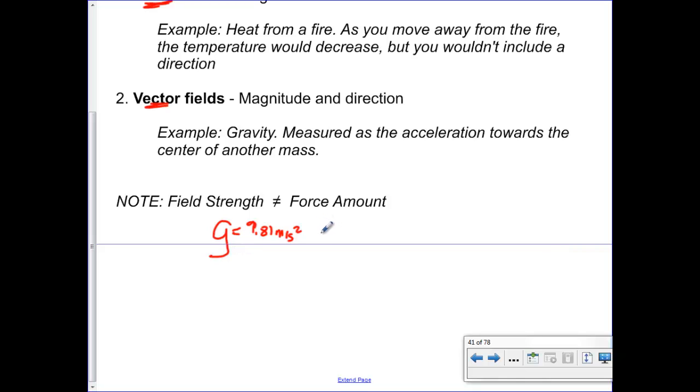But that is not the same thing as a force amount, which is like Fg, which we calculated by doing mass times the field strength. Does that make sense? Those two things are very different. So you have to make sure that if I ask you for the force involved, that's the capital F type formula. And if I ask you for a field strength, that's something different.